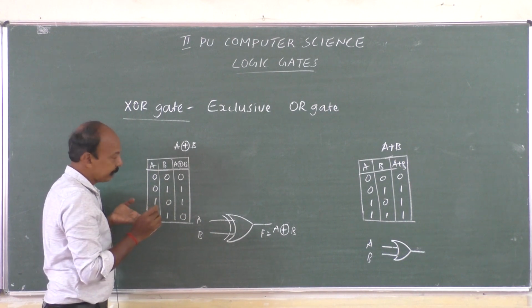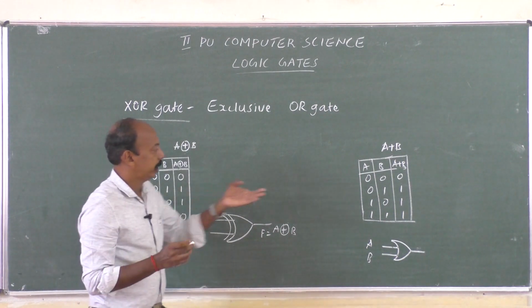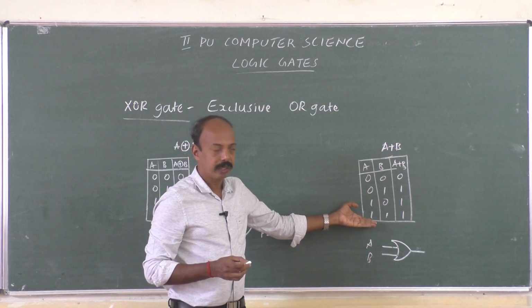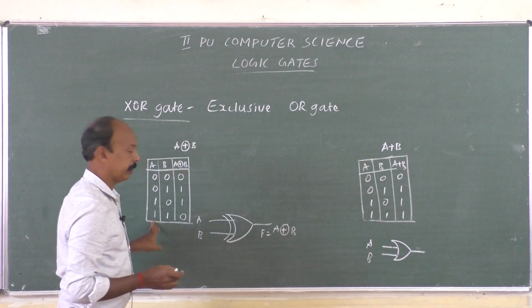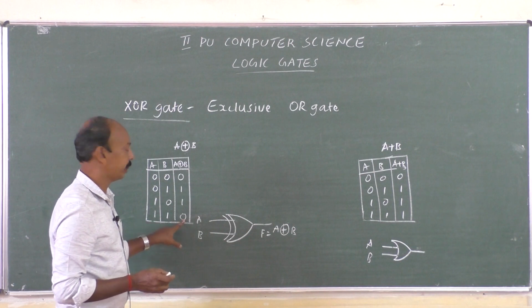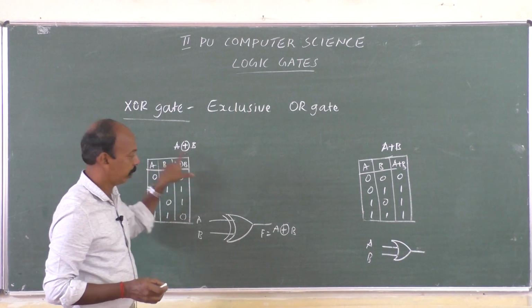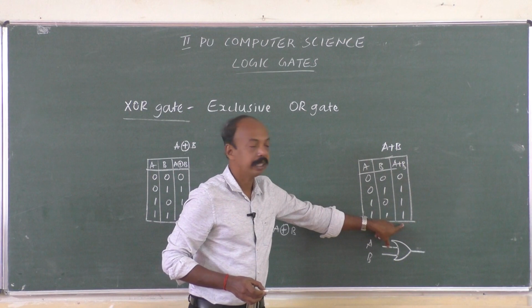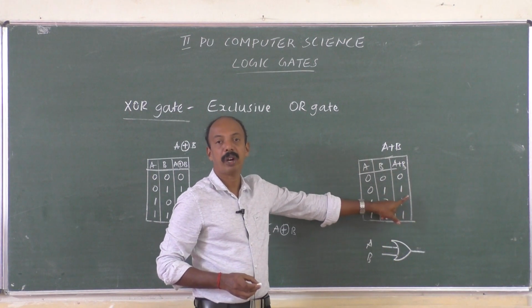When we compare this XOR with OR or inclusive OR, the only difference is here. 1 and 1 will give us 0 in case of XOR. 1 and 1 will give us 1 in case of inclusive OR or OR.